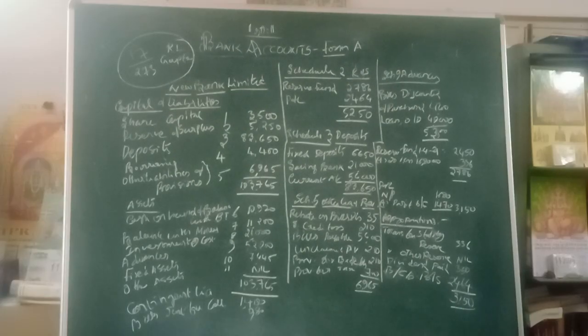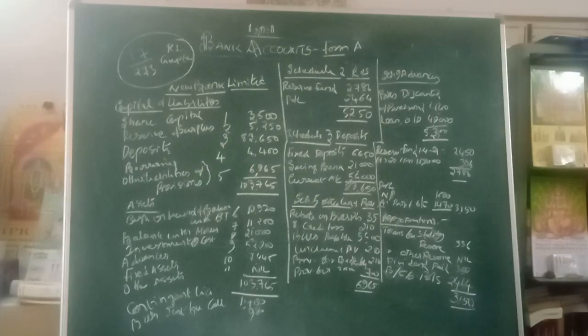Next, bills discounted and purchased. We have to take this in schedule number 9, advances. Keep in mind, all the items that are advances to others should be in schedule number 9. Next one, sundry creditors. This is other liabilities and provisions, schedule number 5. Another one is bills payable. This should also be in schedule number 5.